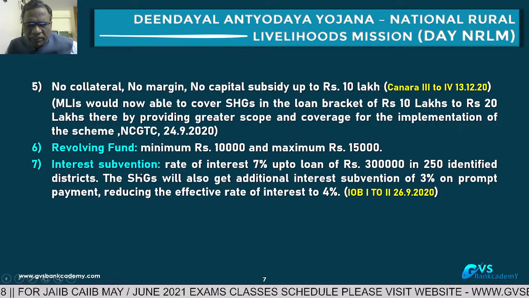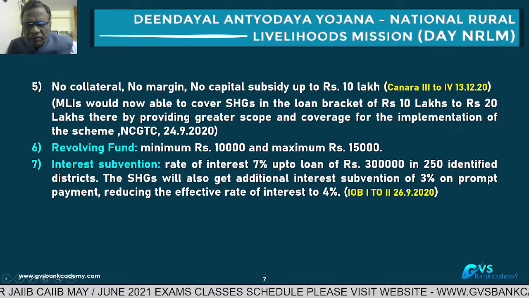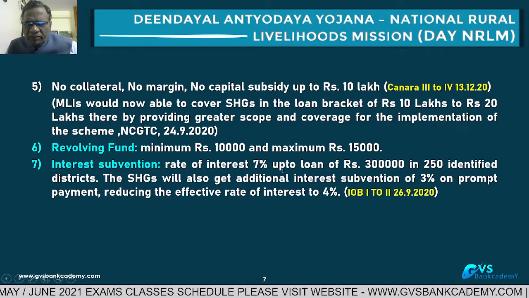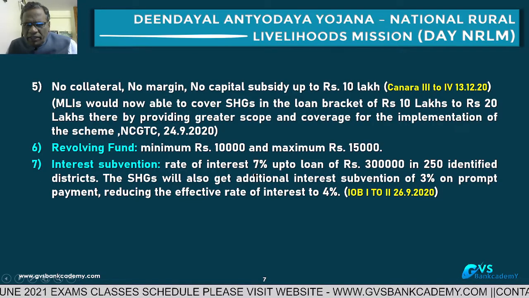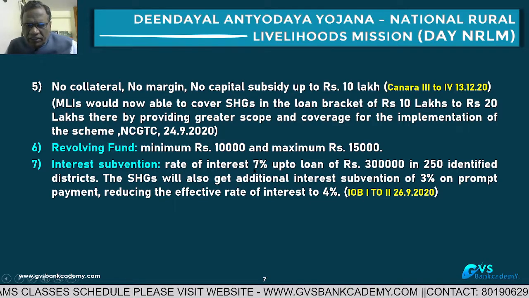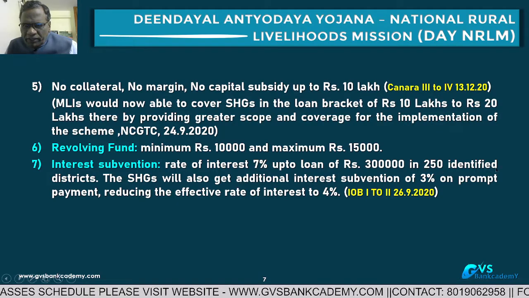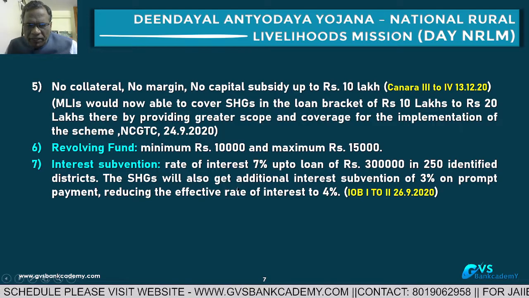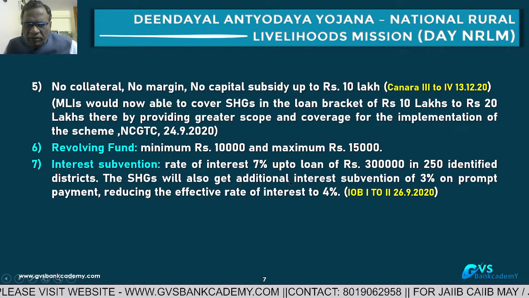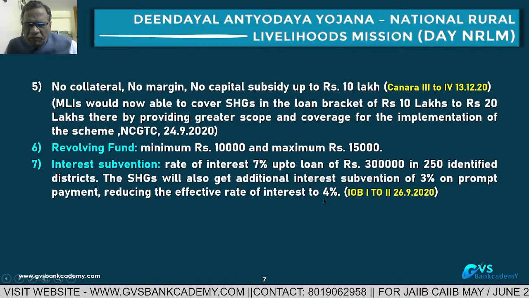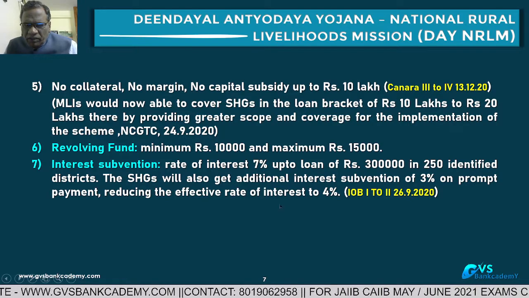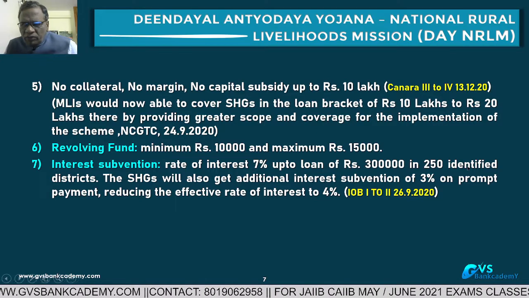Seventh point. Interest subvention. Normally the rate of interest is 7% up to a loan of 3 lakh rupees in 250 identified districts. The remaining amount is claimed from the central government. That is, the bank has to charge a rate of interest of 7% up to 3 lakhs in 250 identified districts. In this account, they get an additional interest subvention of 3% on prompt repayment. So, the effective rate of interest is 4%, because 7% is the sanctioned rate minus 3% for prompt repayment. Effective rate of interest 4% up to 3 lakhs in 250 identified districts.